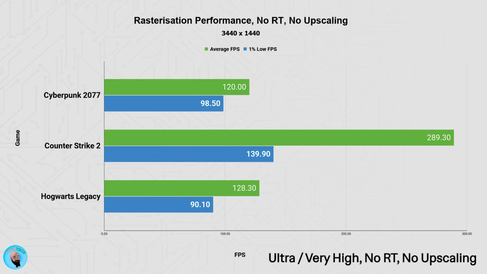Cyberpunk 2077 Ultra preset, no upscaling, no ray tracing, 120 frame average and 98.5 frames 1% low. Moving on to CS2 on very high without any upscaling. We're at 289.3 on the average FPS and a 1% low of 139.9. Moving on to Hogwarts Legacy Ultra, no upscaling, no ray tracing, 128 on the average and 90.1 on the 1% lows.